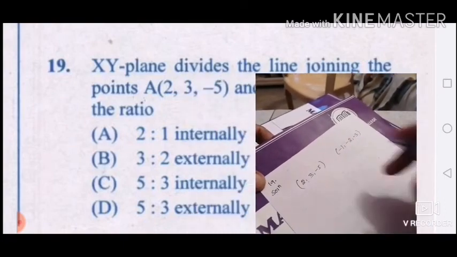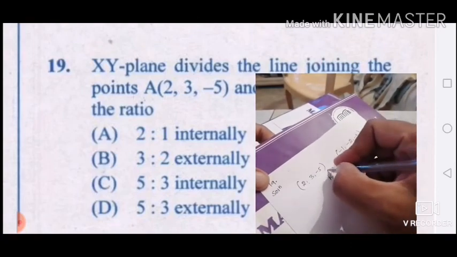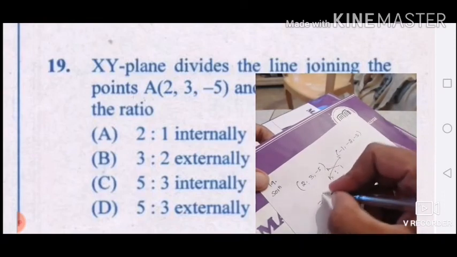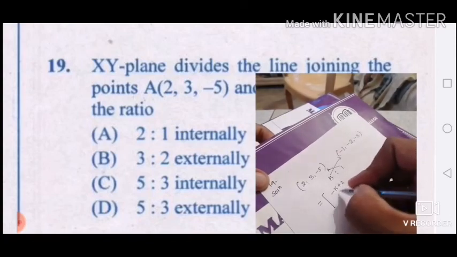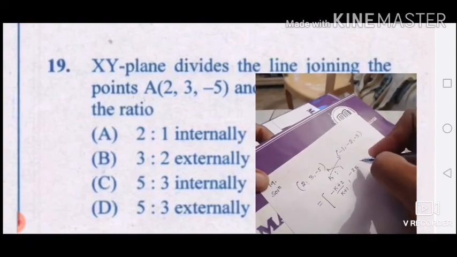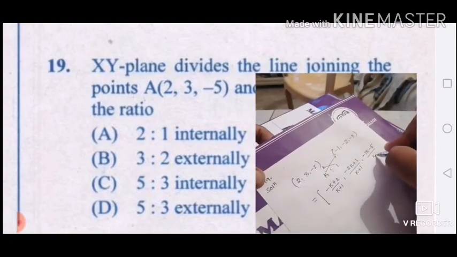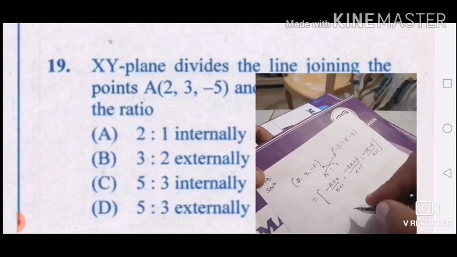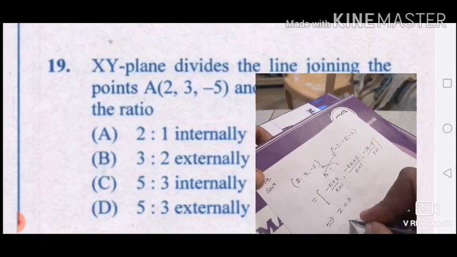Now the unknown ratio we always take as k is to 1. Just cross multiplying, we get the x y z values, that is (k into minus 1 plus 2) divided by (k plus 1), comma, next (minus 2k plus 3) divided by (k plus 1), next (minus 3k minus 5) divided by (k plus 1). According to the given condition, it is in xy plane, so that implies z coordinate is 0.